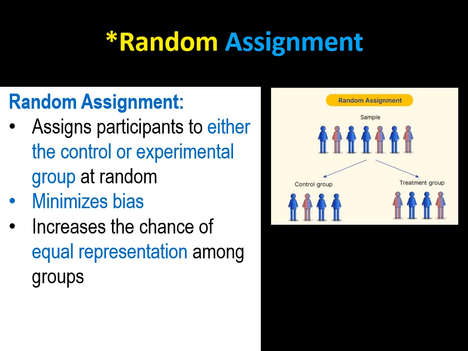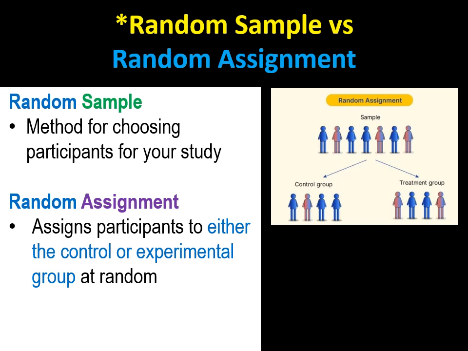So first we draw the sample. Then we draw the assignment, and both should be random. And we're going to look at random assignment versus random sample, and we'll do some activities in class about that. That is a concept that students get a little confused about.